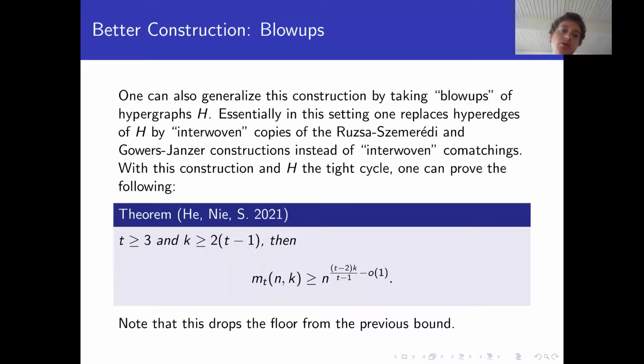In particular, what you can prove is by working with H a tight cycle, and taking a blow-up of this tight cycle, then you can prove that for K sufficiently large in terms of T, you can get a lower bound on this M_T(n, K) function, which is the same as the previous bound, but now once again, we've managed to get rid of that pesky floor function. So we have once again been able to improve our lower bounds.